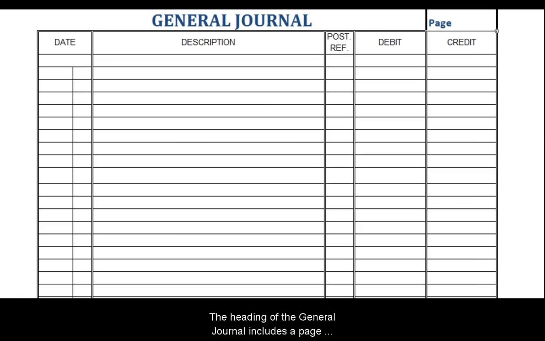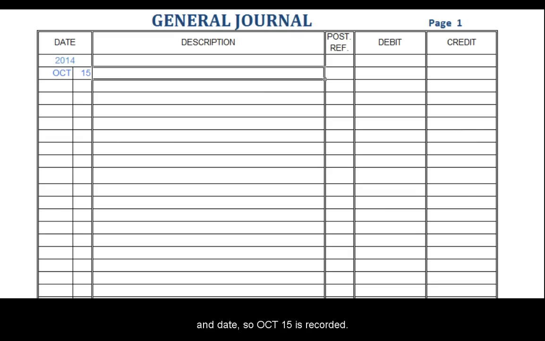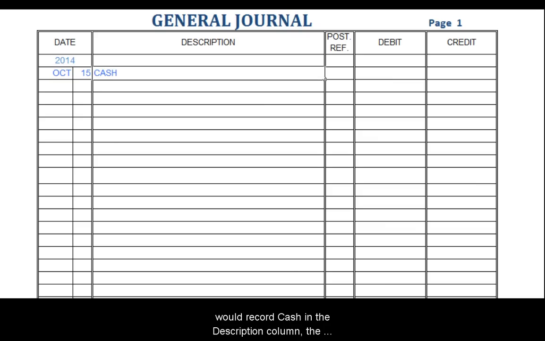The heading of the general journal includes a page reference. Since we are starting a new business, we start with page 1. The top row of each page of the general journal should include the year in the date column. In this case, it is 2014. The next row is the month and date, so October 15th is recorded.